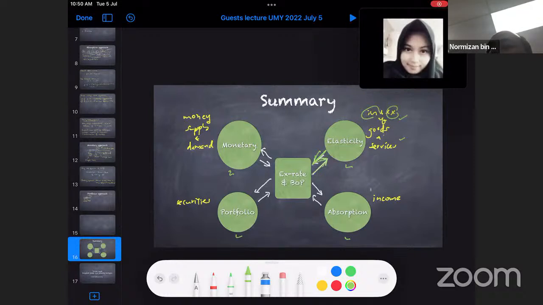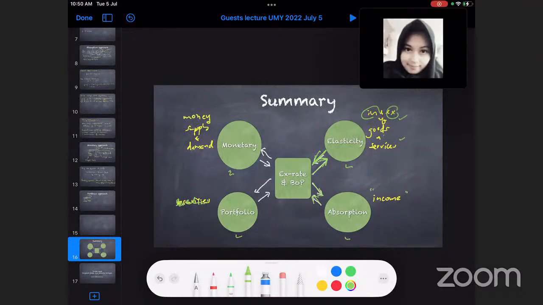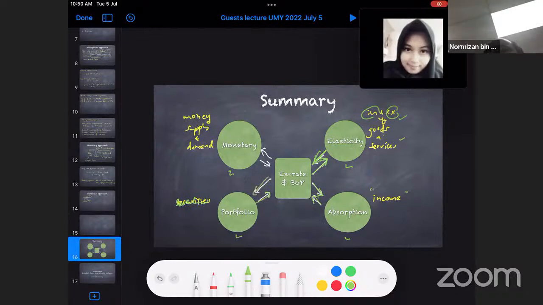Okay, and the second one, when we look at the income side, we call it absorption. That is from the more general view or macroeconomic view. So income will affect the exchange rate, and also exchange rate will affect the income. Okay, and the third one is the portfolio. There are securities or financial assets. Sometimes we call it the asset approach, which will affect the exchange rate too, and exchange rate will affect the portfolio too. And one more thing here in portfolio, why do people want to hold the portfolio? Because of the interest rate. So interest rate will affect the exchange rate and balance of payment too.